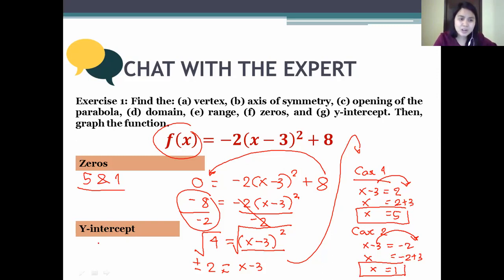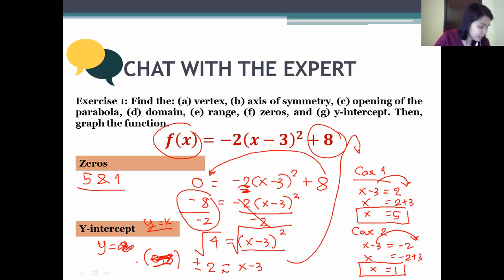Next, what's your y-intercept? Let me teach you a technique. Actually, the y-intercept is y equals k, or the constant. So our y-intercept is 8. You write it as 0, comma, 8. No, come on. Here, we still have the plus 2 here, right? So we'll substitute first.